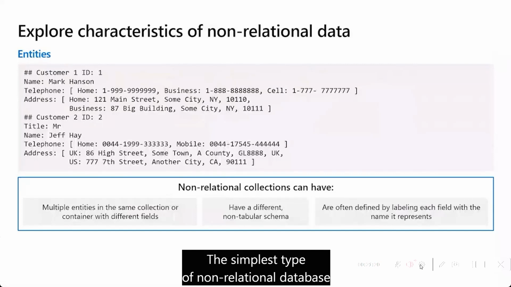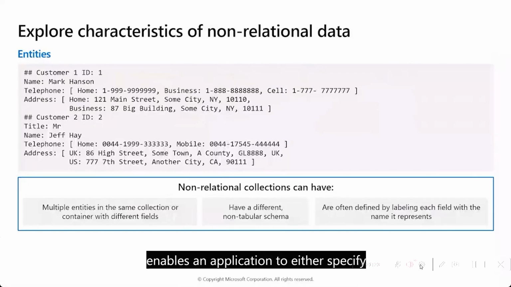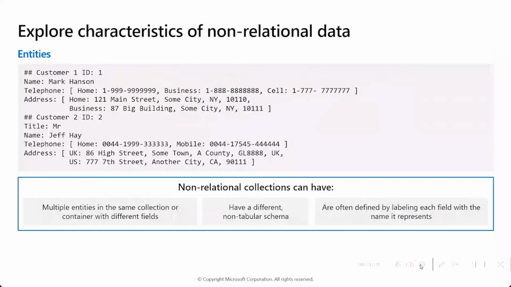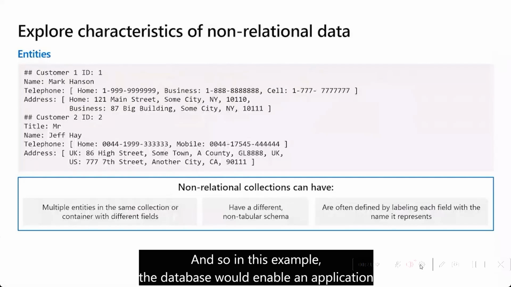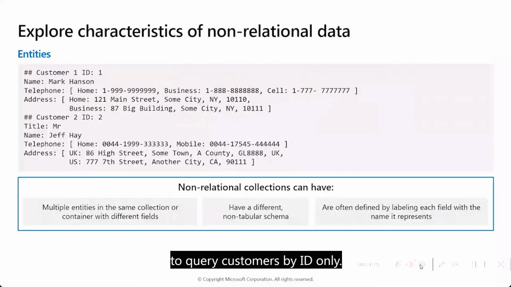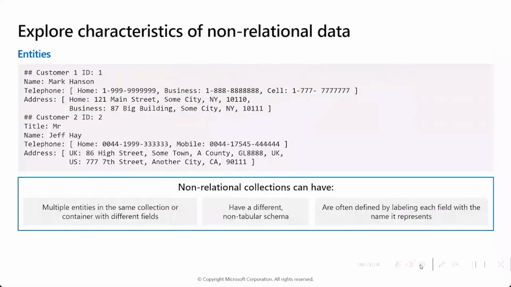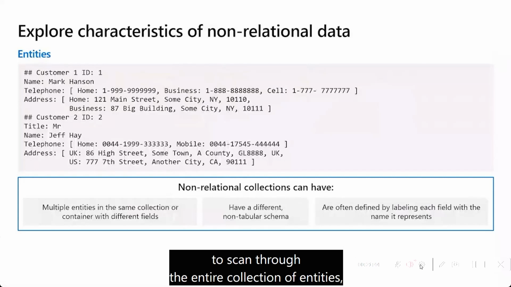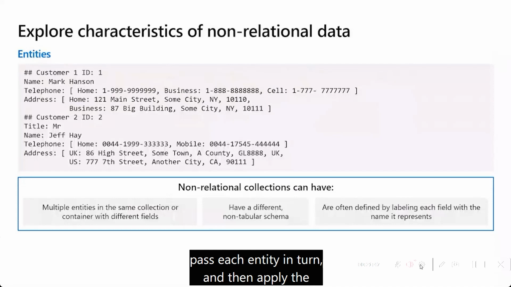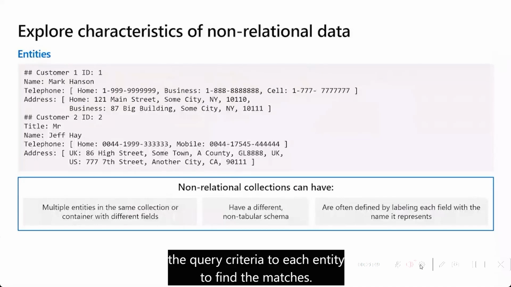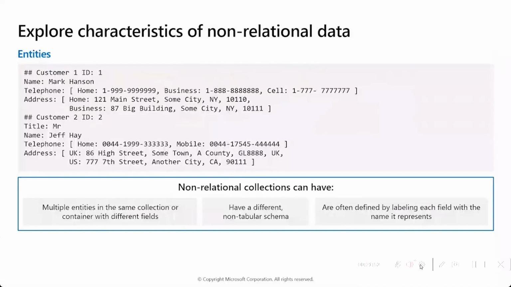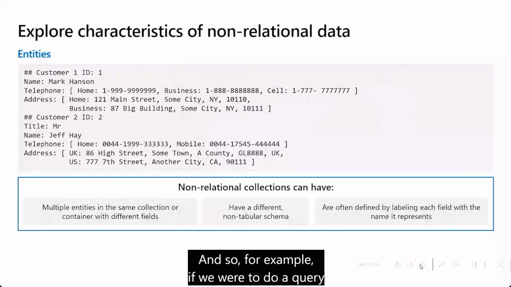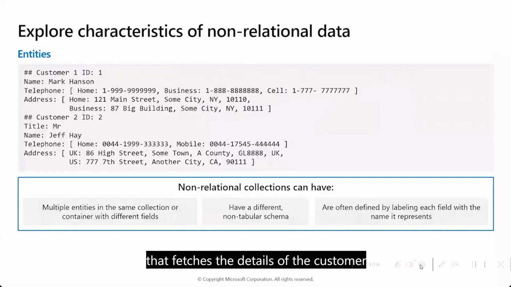The simplest type of non-relational database enables an application to either specify the unique key or a range of keys as the query criteria. And so in this example, the database would enable an application to query customers by ID only. Now, filtering data on other fields would actually require us to scan through the entire collection of entities, parse each entity in turn, and then apply the query criteria to each entity to find the matches. And so, for example, if we were to do a query that fetches the details of the customer by ID, we can quickly do so.